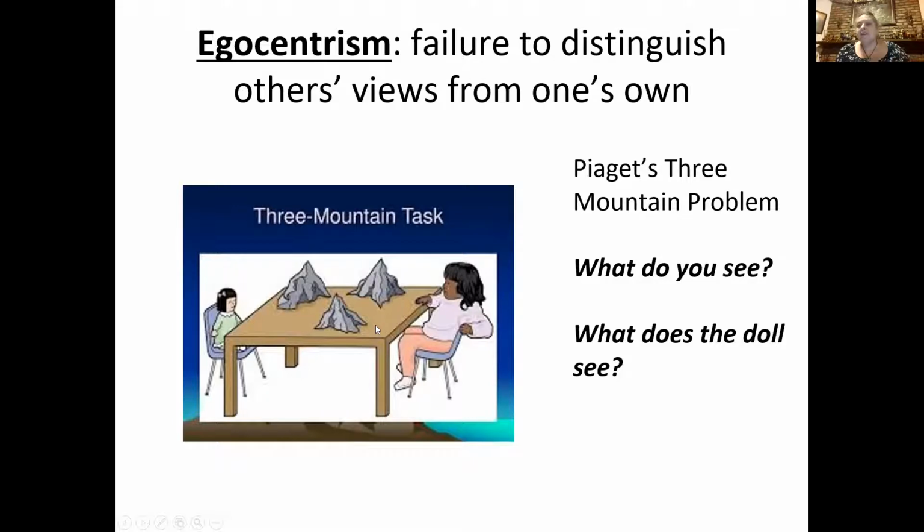We're going to watch a video that demonstrates this task quite well. So the egocentrism that is experienced in this case by our pre-operational child, according to Piaget's theory, is that she cannot take someone else's perspective.